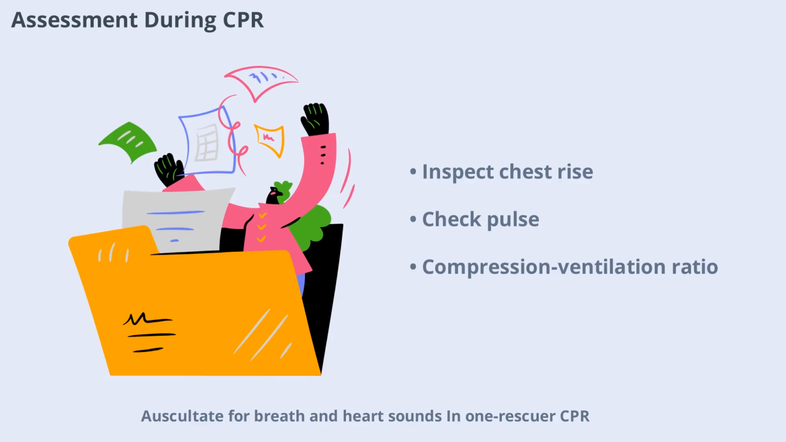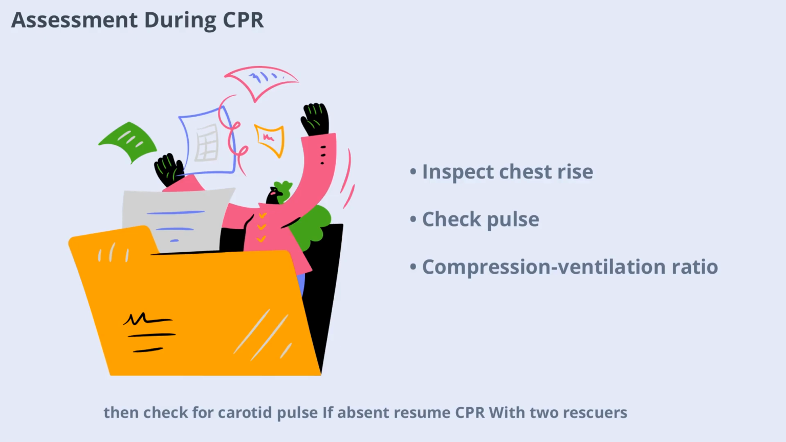In one rescuer CPR, perform 30 compressions followed by 2 ventilations. Then check for carotid pulse. If absent, resume CPR. With 2 rescuers, maintain a compression to ventilation ratio of 15:2. Proper assessment ensures effective resuscitation and guides further interventions.